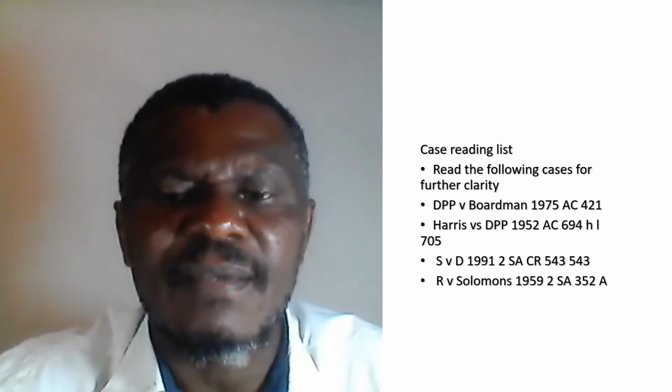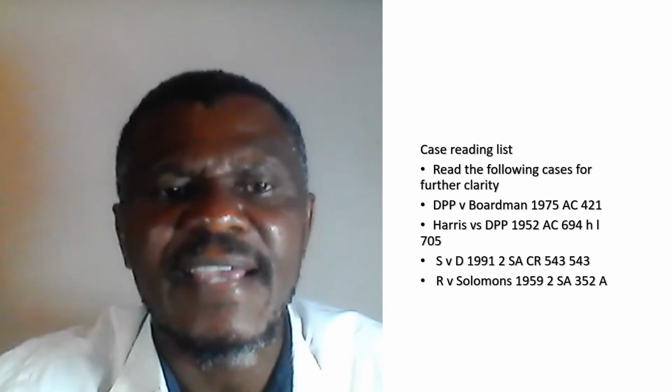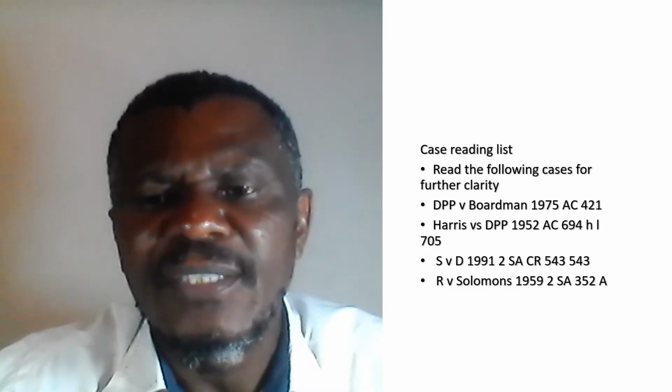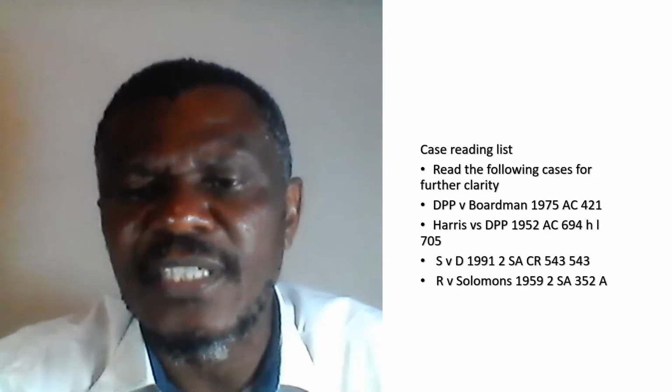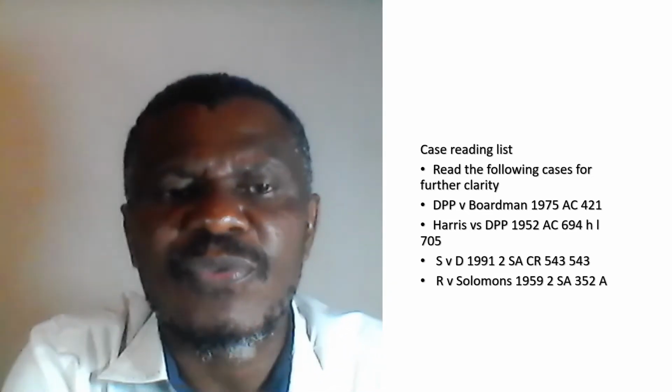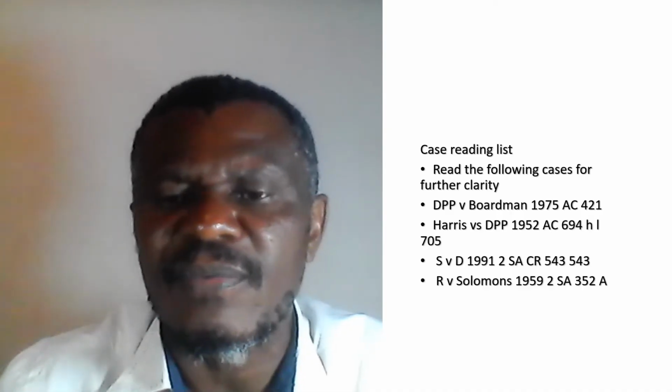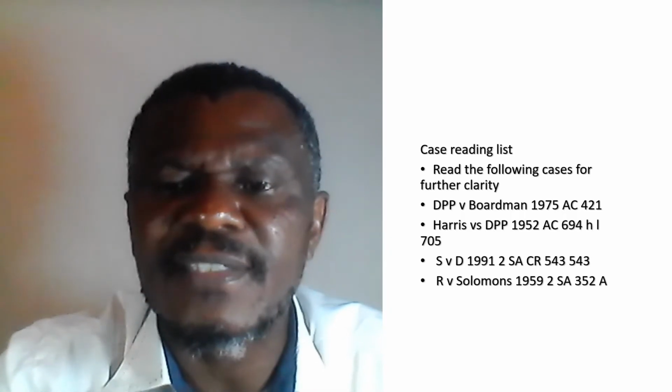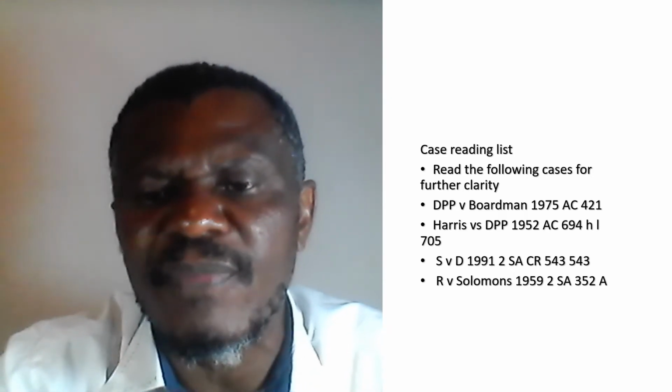It may be worth your while and your time to do some reading on some of these cases. For instance, we have DPP versus Boardman, 1975. We've got Harris versus the Director of Public Prosecutions, 1952. And then we have S versus D, 1991, and R versus Solomons in 1959. If you find these cases, they may shed light on some of the most applicable principles when it comes to similar fact evidence. Next, we'll look at Director of Public Prosecutions versus Boardman, and then we'll also look at R versus Solomons. Then we will conclude from there.